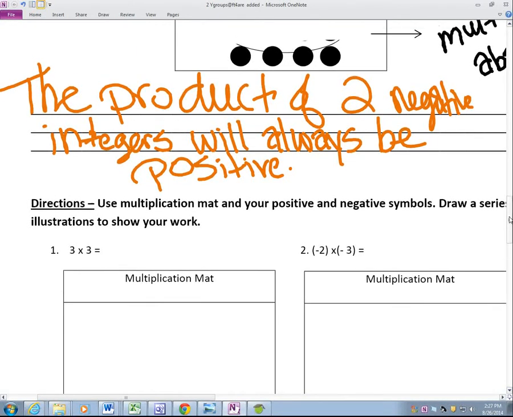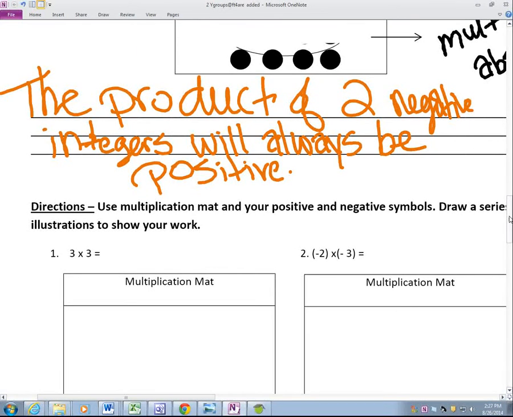That's right. The product of 2 negative integers will always be positive. And that's because when you're multiplying together, you're removing groups of negative integers, as we displayed above.